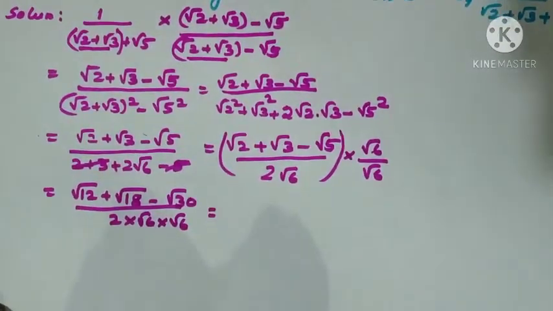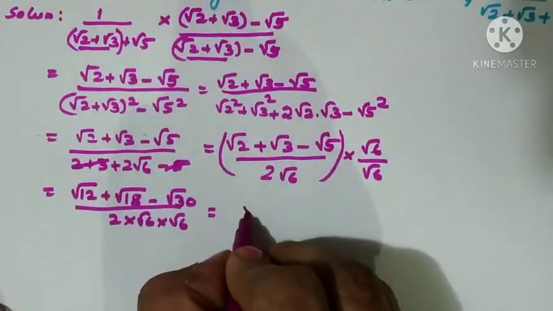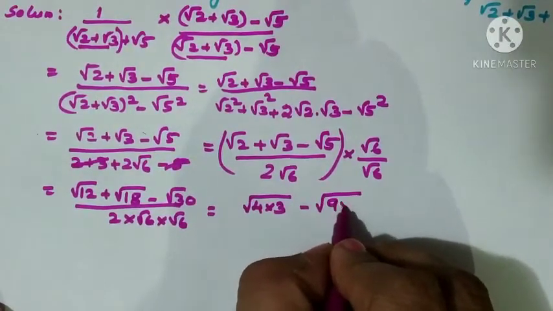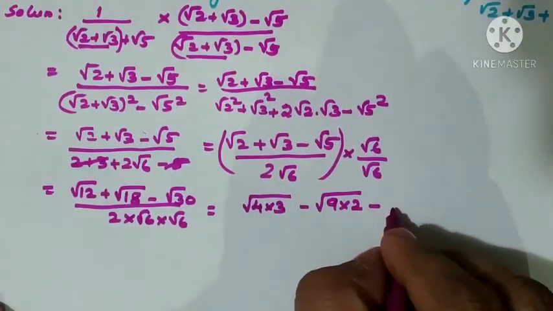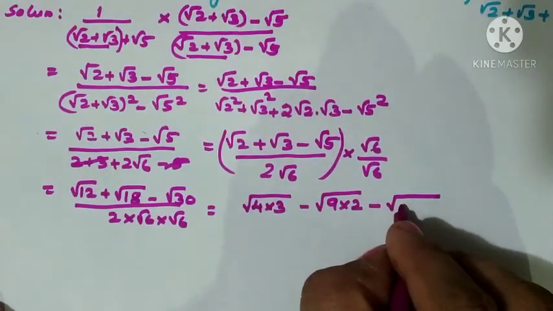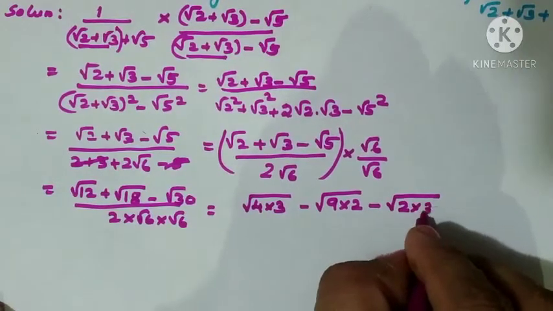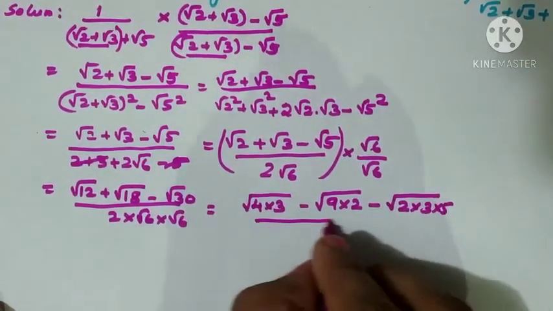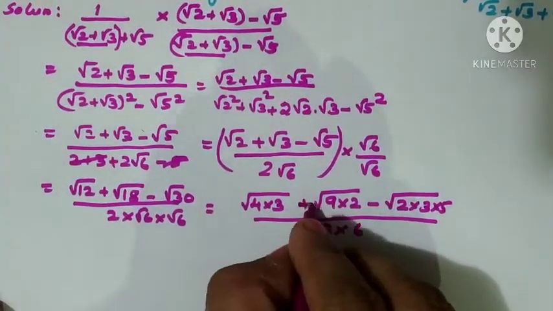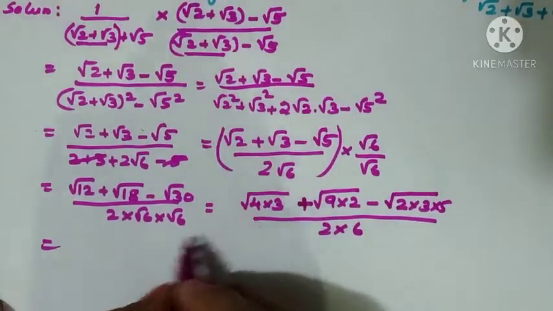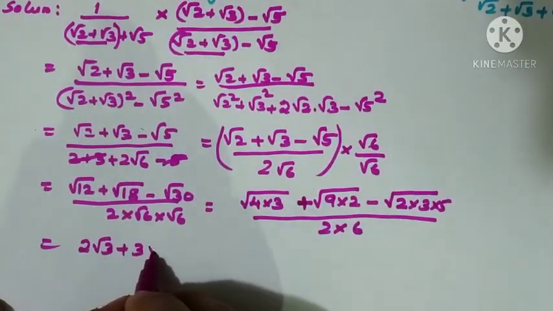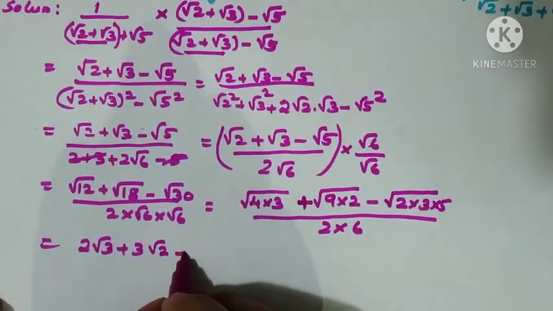Okay. Now 4 into 3 we can write as 12 under the root only. 9 into 2 we can write for 18, and 30 can be written as 6 into 5, that is 2 into 3 into 5 only. Divided by 2 into 6. Here also, plus only, and 1 minus is there in the numerator. What is root 4? It is 2 root 3 plus 3 root 2 minus root 30.